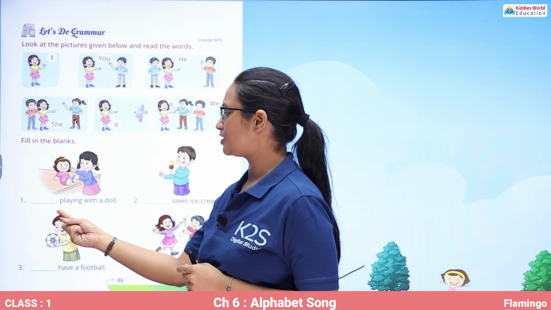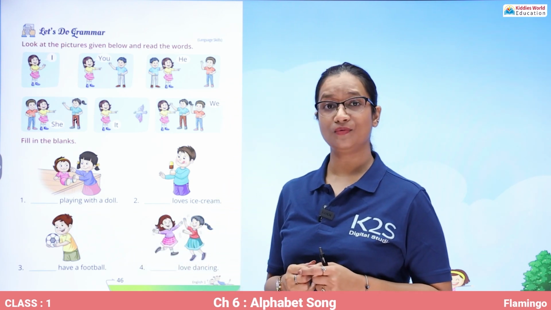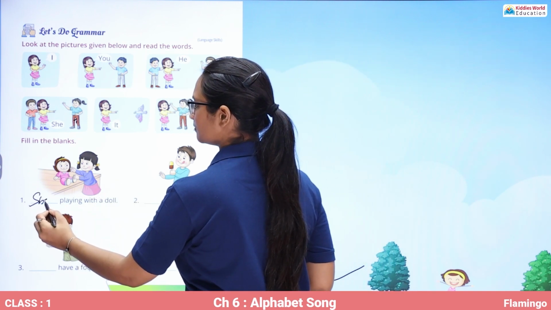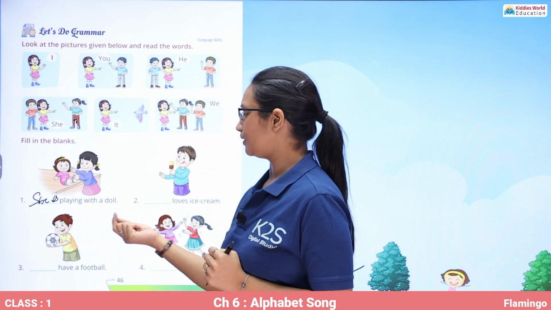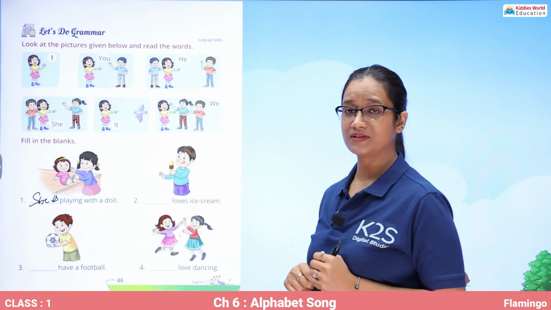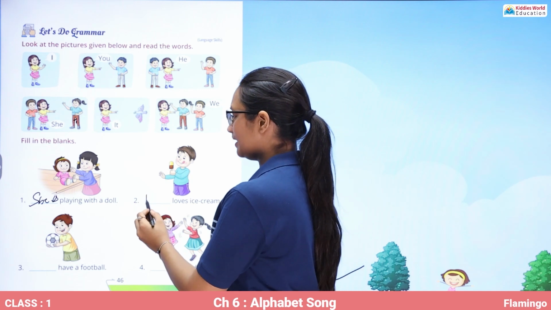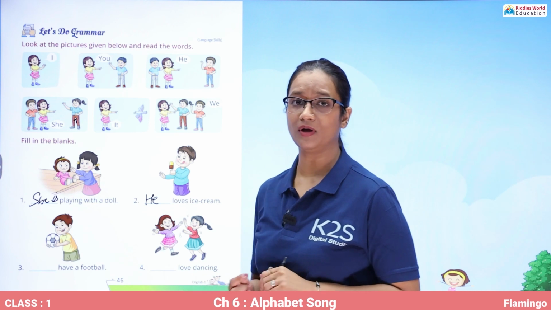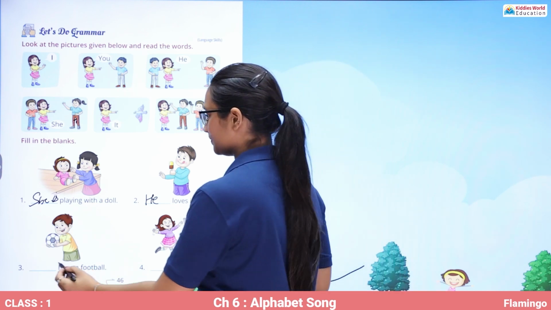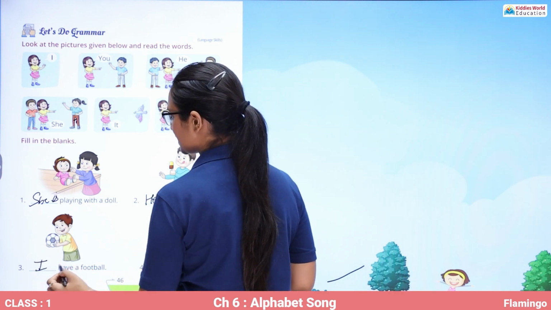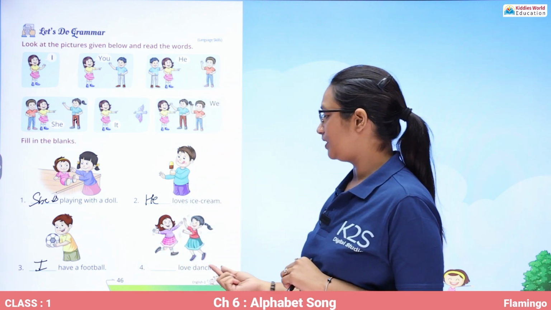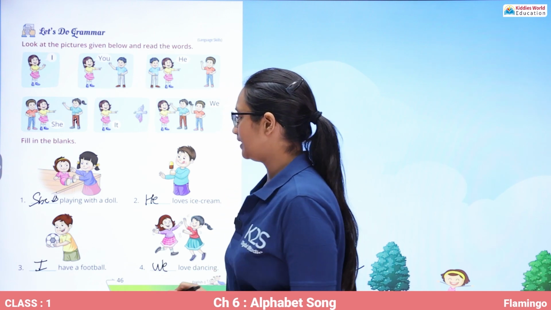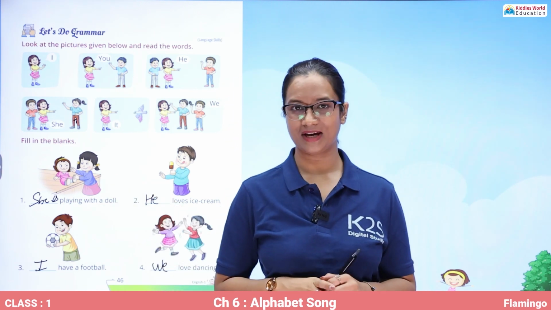First up we have dash playing with the doll. So we are going to write she is playing with the doll. Dash loves ice cream. So we will write he loves ice cream. Dash have a football. I have a football. This is what the boy says. Dash love dancing. We love dancing. And this is how we attempted all the parts of it.